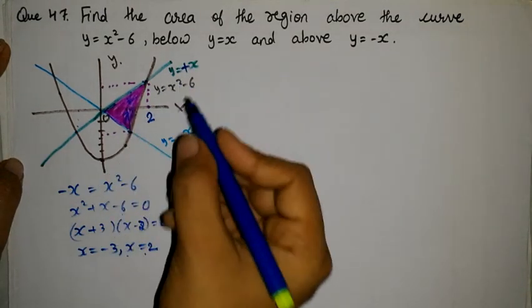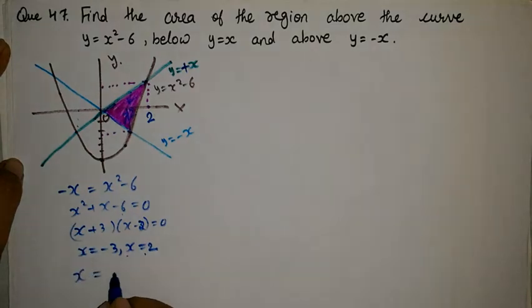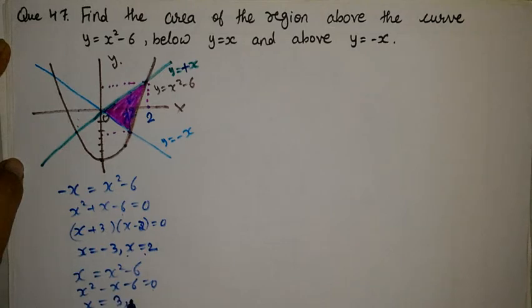Now let's find this equation. So equating y is equal to x, to x square minus 6x, we get x square minus 6x minus x is equal to 0, so x square minus 7x is equal to 0. So x will be 3 and minus 2.